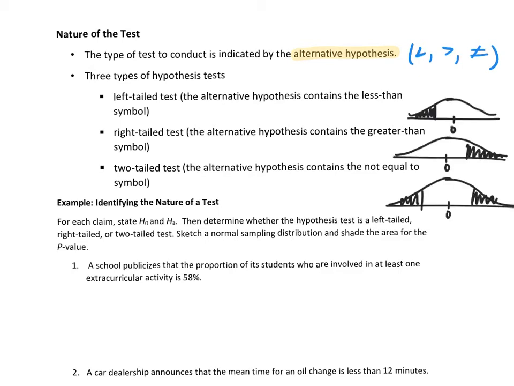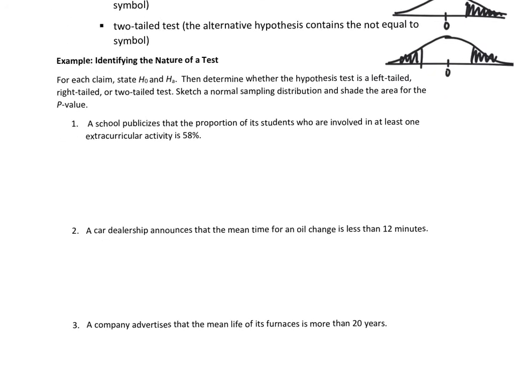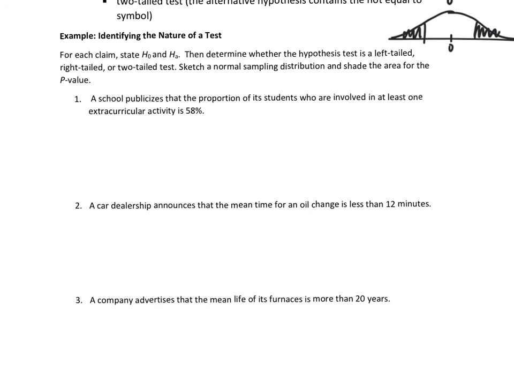Okay, so the left-tailed test, we have the left side or the left tail shaded in for the area of the p-value. The right-tailed, we have the right side. And the two-tailed, we have an equal amount on each tail being shaded in. So for these examples, we're going to state the claim, the null hypothesis, and the alternative hypothesis. Then we are going to determine whether we're using a left-tailed, a right-tailed, or a two-tailed test, and we're going to sketch a normal sampling distribution and shade the area for the p-value.